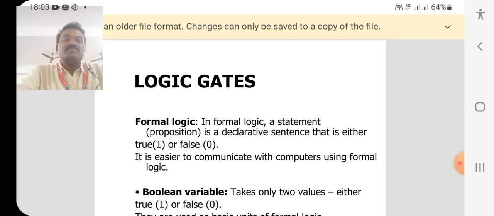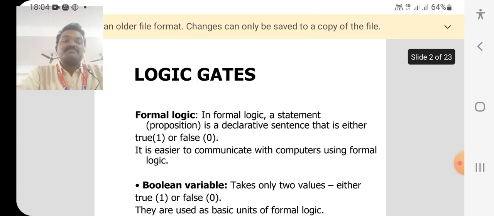Logic gates are mainly used to store the binary values. In a digital system, we use either 0 or 1. In a digital system, 0 means a false value and 1 is a true value. But in analog, we take more values. There are many advantages in digital circuits. In digital signals, it is easier to communicate with computers using formal logic.